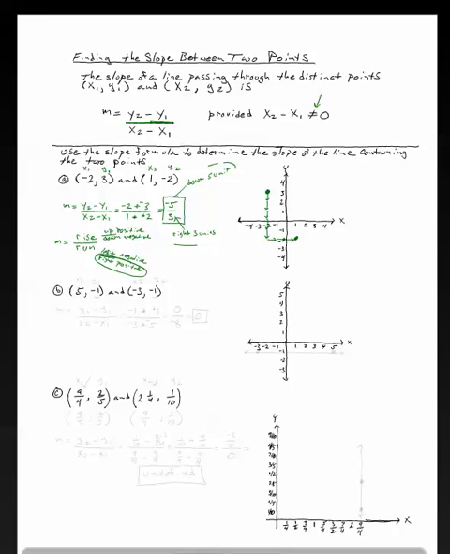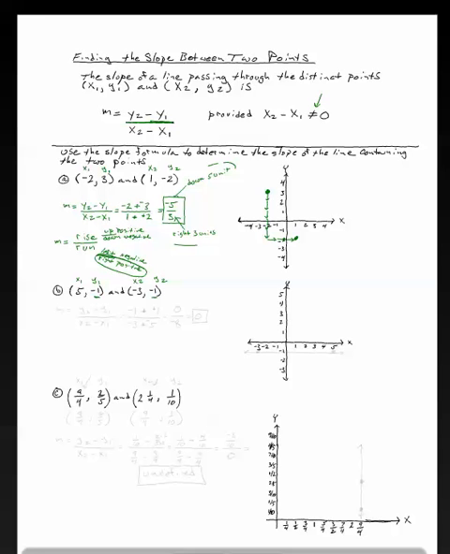In example B, we have 5, -1, and -3, -1. So first I'm going to label them x1, y1, and x2, y2. Now I want you to notice too that y1 and y2 are the same. We have -1. Anytime the y values are the same like that, we know we're going to get a horizontal line passing through that y value. And a horizontal line is completely flat, so we should get 0 slope.